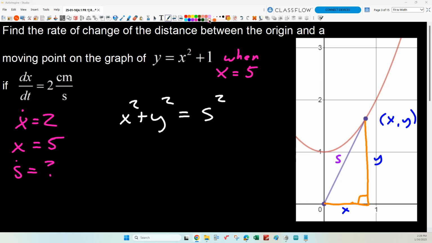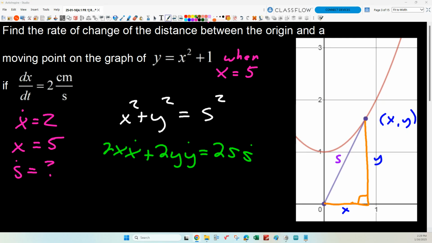So now when I differentiate with respect to t, that parent equation will turn into a related rates equation because we'll have rates in it, right? And we're trying to find s dot. Well, how are we going to get s dot? By differentiating this equation. Let's just do it real quick. If we differentiate with respect to t, doesn't that give me 2x x dot plus 2y y dot equals 2s s dot?